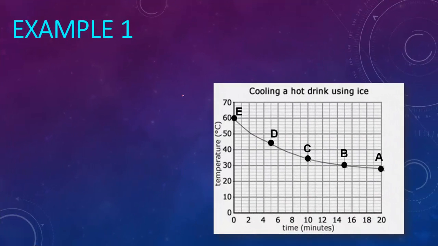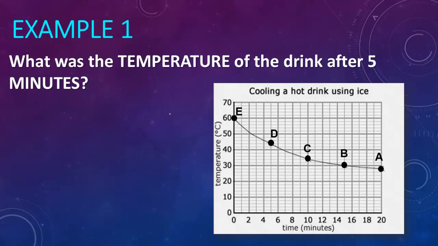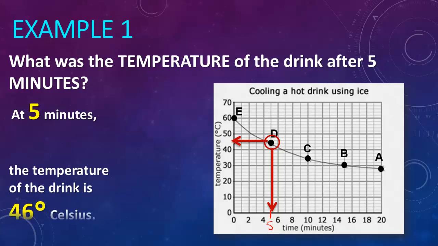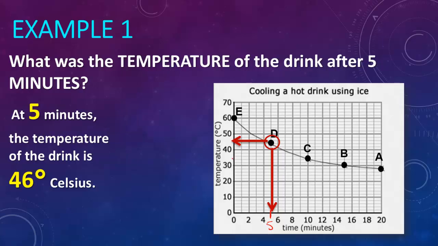All right, so let's take a look at an example here. What was the temperature of the drink after 5 minutes? So we've got to look at our x and y axes. At 5 minutes, which is right here, that's 5 right there. If you go up, you'll see point D. You need to find out the temperature of the drink at 5 minutes. So first you go down and see where the 5 minutes is, and then you go over to here, and it's at about 46 degrees Celsius. So after 5 minutes, the temperature of the drink is 46 degrees Celsius. Again, a fairly straightforward one, but you've got to make sure that you're reading the graph correctly.